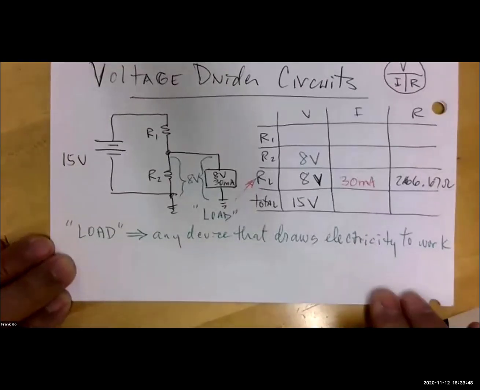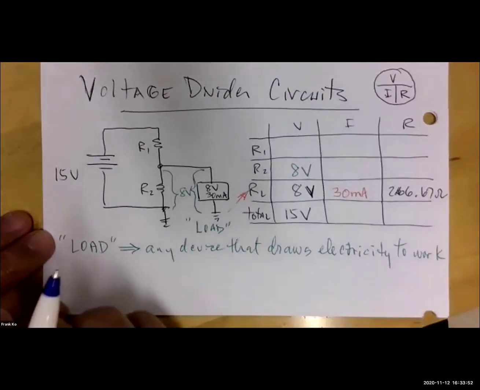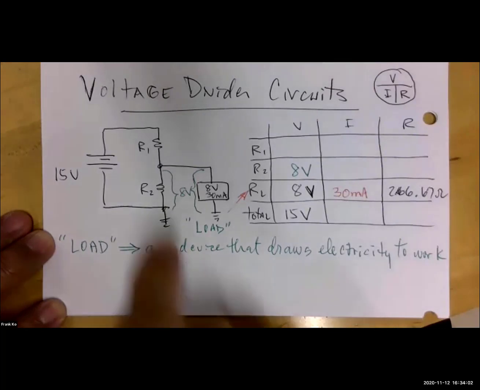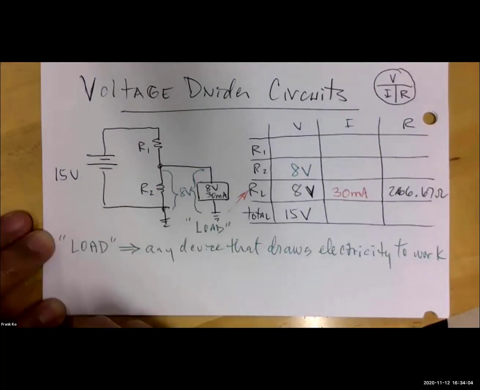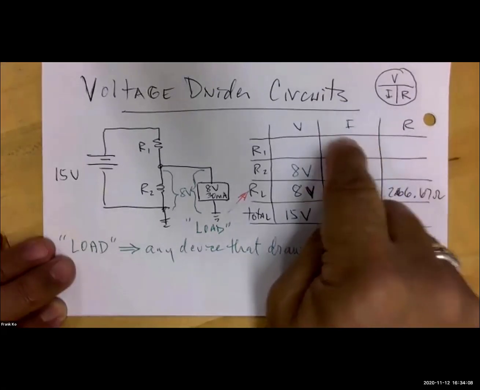Next, Jacqueline, what would you do next? We have a few more to fill in. What do you think? The first resistor's voltage. Oh, and how would you determine the first resistor's voltage? We have nothing on that row. We don't have the ohms, we don't have the I. How do I determine that voltage? Subtraction. 15 volts from the source minus 8 volts.